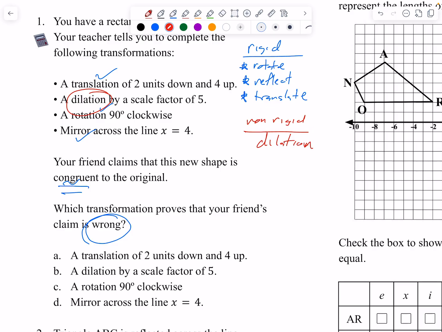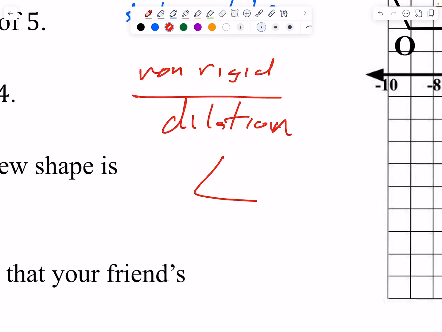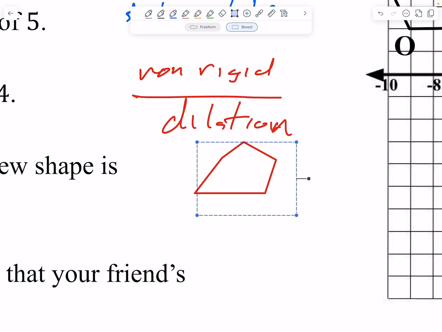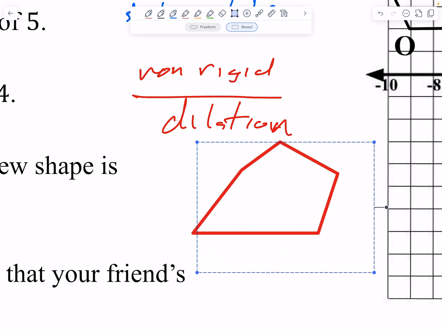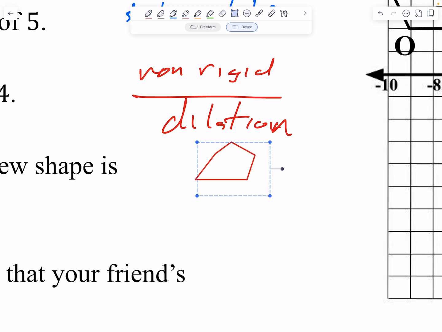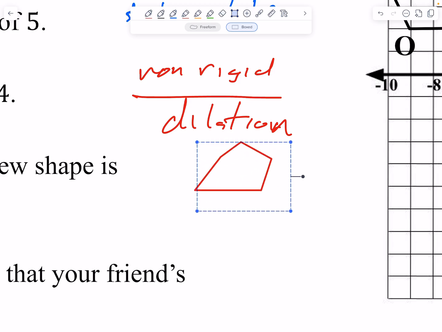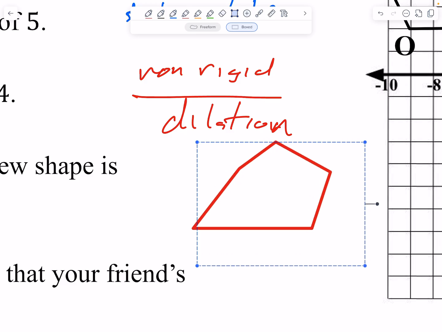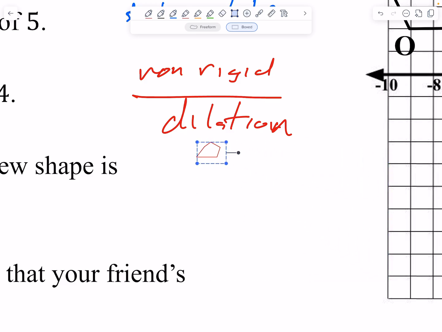So here's what I want you to think about dilation. Dilation is when I have something like that, and then we're going to be like, you know what? I'm going to go ahead and make this bigger or smaller. Do you see how it's the same-ish? But now it's a bigger shape. Bigger, or smaller. So does it look exactly the same?